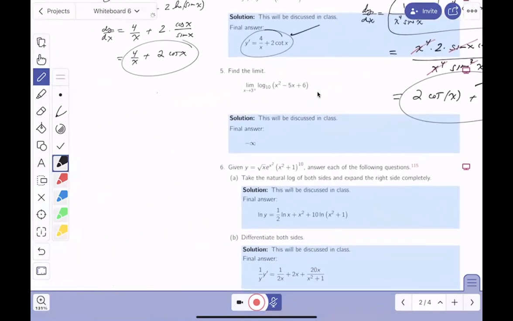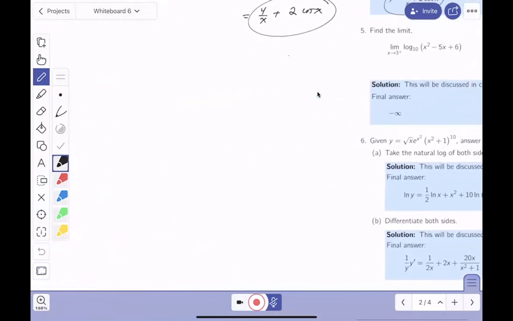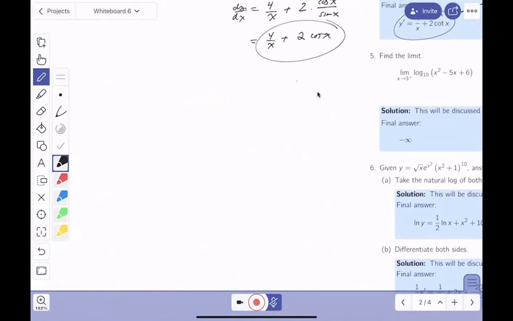Okay, let's do the next one, number 5. And number 5 is a limit problem. All right, so we're certainly doing calculus. And to do that, I want to recommend there's many ways to do it. And one way to do it is just simply look at the domain of the problem. And this is log base 10. I'll write that down for you.